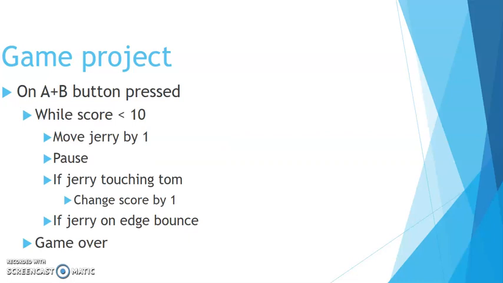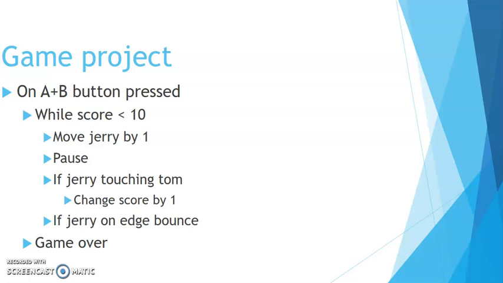And then finally, when the A and B buttons are pressed together, we're going to have a loop in there. We're saying while the score is less than 10, we're going to move Jerry. So the A and B buttons move Tom, and then the A plus B button is going to move Jerry. And he's just going to keep moving by 1. He's going to pause. And then if he's touching Tom, we're going to change the score by 1.